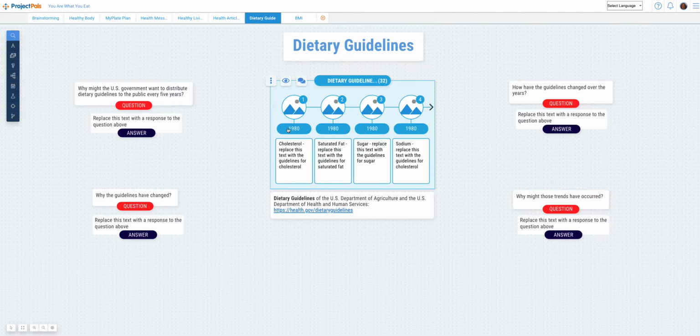You and your team are going to create a timeline that documents the changes that have occurred every 5 years since 1980 in the following categories: cholesterol, saturated fat, sugar, and sodium. Pay particular attention to the reasons why the guidelines have changed. After finishing the timeline, use the answer analysis style to respond to the questions on the workspace.